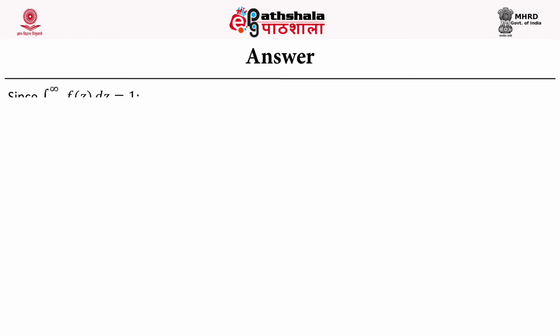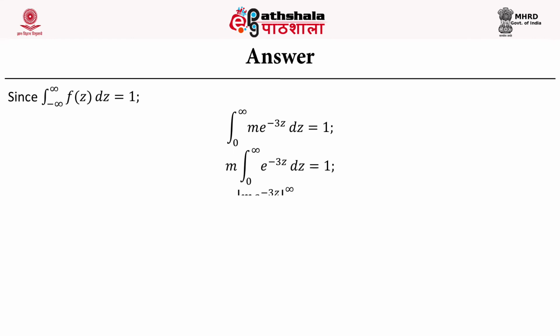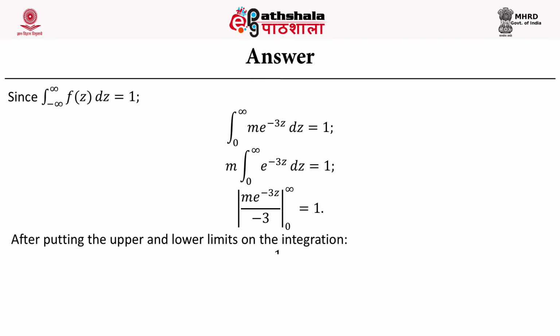So we have to use the property that if you take the integration over the interval of the distribution function, the value comes up to 1. We are interested in finding the value of m, which is unknown. Using this property, after solving, we can find the value of m. Here, after performing the integration and putting the limits in the integrand, we get the value of m equal to 3.